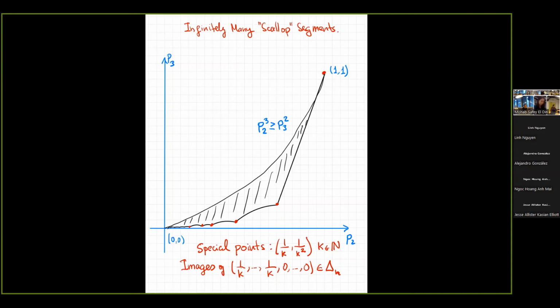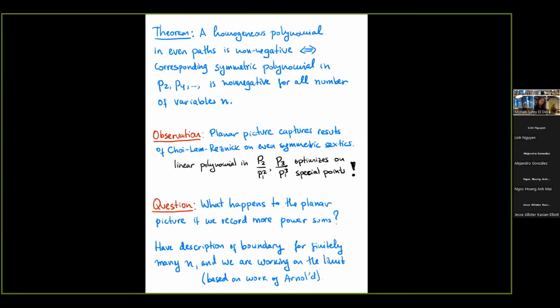So let me try to, let's see what is hopefully the next slide. Yeah, so I don't know if we wrote down this theorem anywhere, but here's one way of thinking about this. A homogeneous polynomial in even powers is non-negative if and only if the corresponding symmetric polynomial in P2, P4, P6, and so on is non-negative. And so what does it mean to be homogeneous?